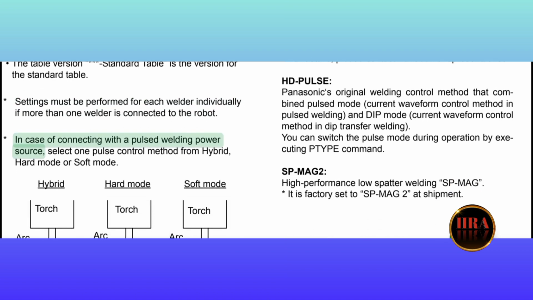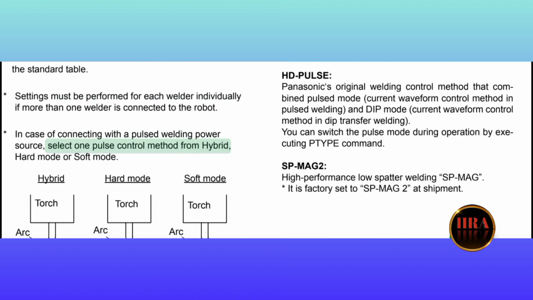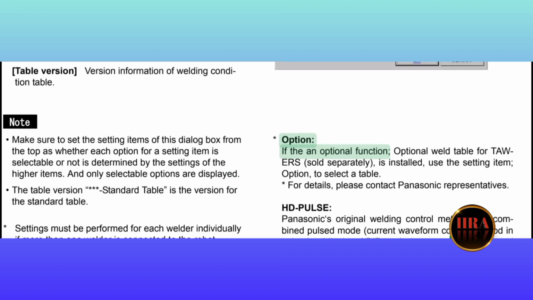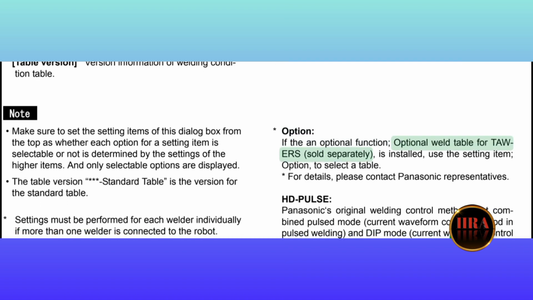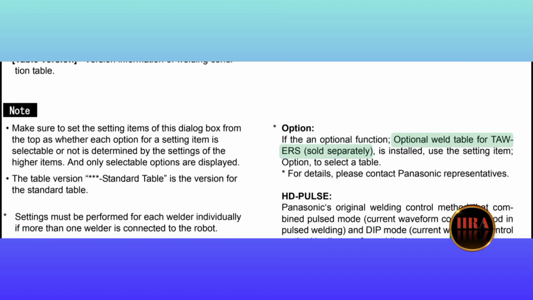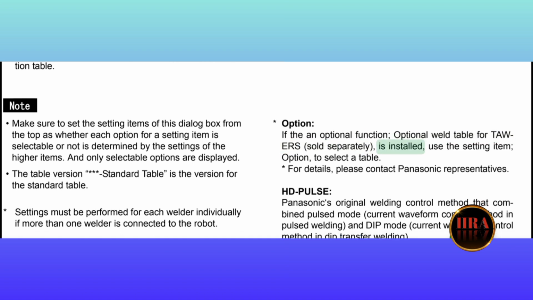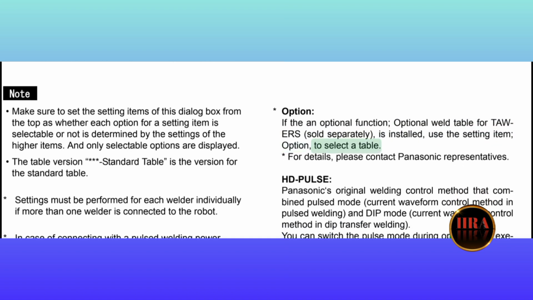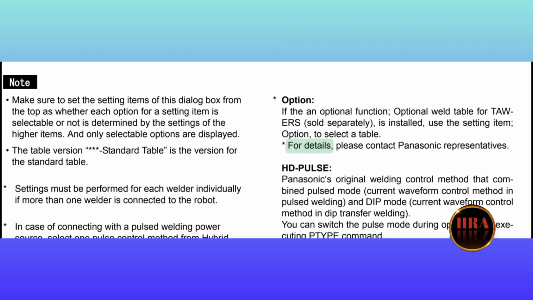In case of connecting with a pulsed welding power source, select one pulse control method from hybrid, hard mode or soft mode. Option: if an optional weld table for TAWERS, sold separately, is installed, use this setting item to select a table. For details, please contact Panasonic representatives.